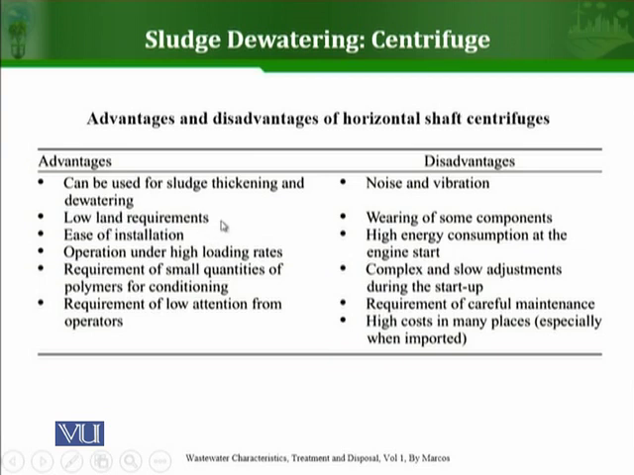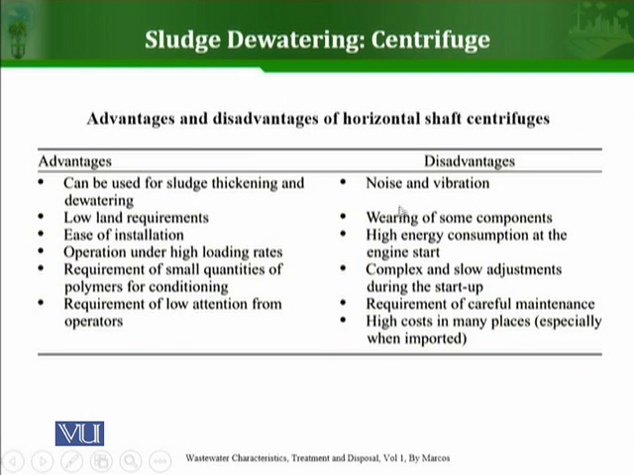As we know, we have to do centrifugation, so obviously instead of dewatering by land disposal or other such mechanisms, since this is an intensive mechanism, the land requirement is not that high. Ease of installation is there as well, and operation under high loading rates. If there is a sludge with a lot of suspended solids and solids and a very high load, then this can be used for that as well. Requirement of small quantities of polymers for conditioning, as well as requirement of low attention from operators. So these are the advantages.